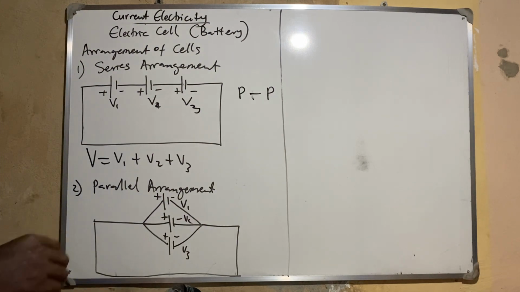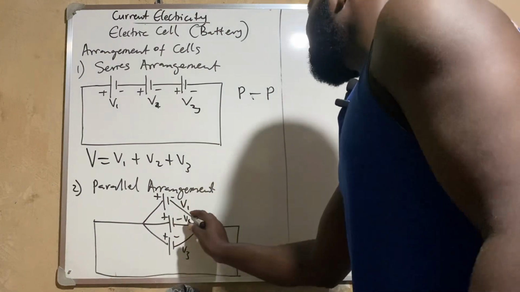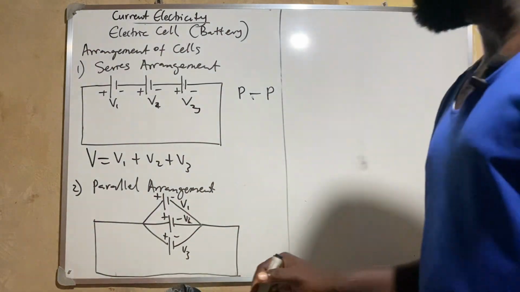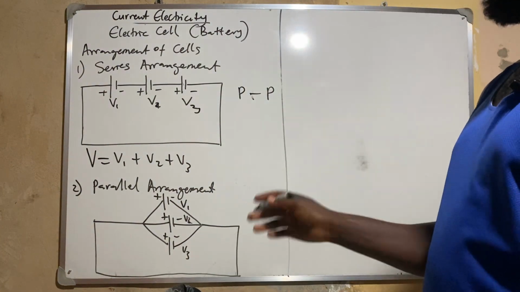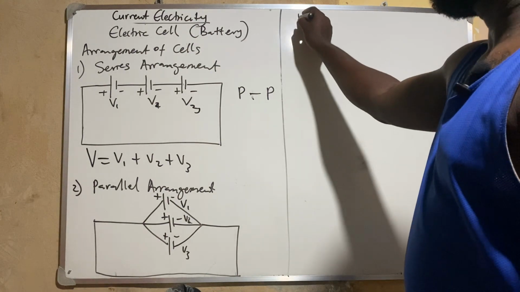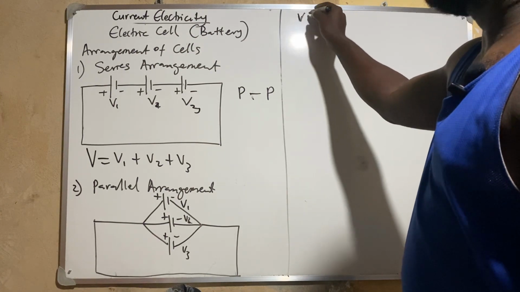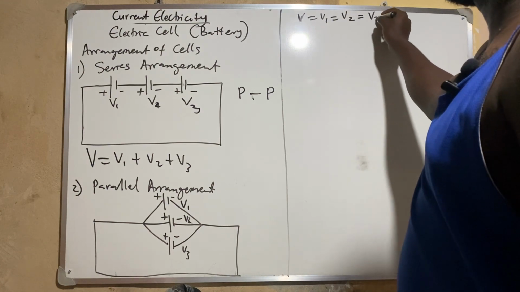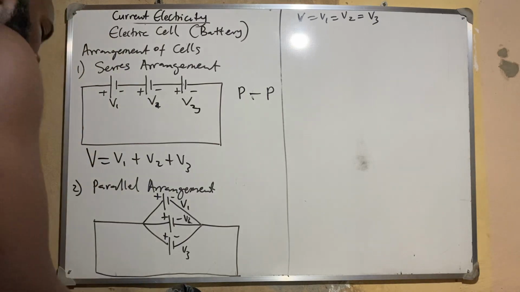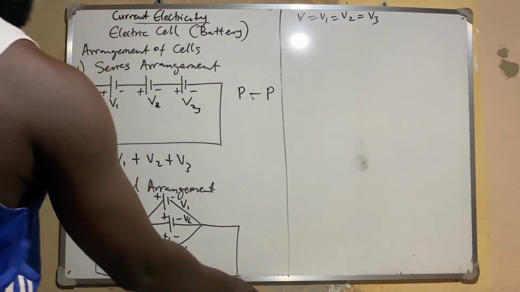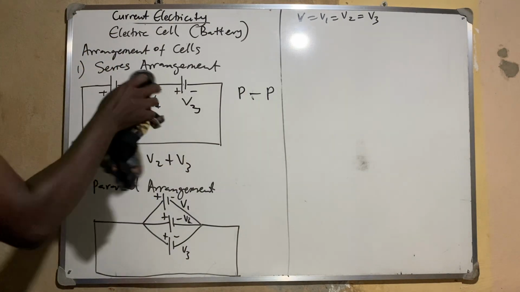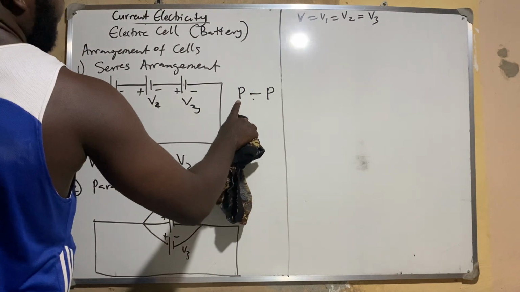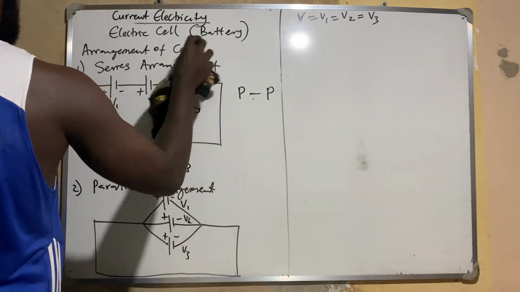Okay. Now, I told you P to P. What does it mean? It means that the potential difference across parallel arrangements are the same. So what do I have? The total V I'm looking for: V1 must be equal to V2 and it must be equal to V3. So in parallel arrangement, the potential difference across a parallel arrangement are the same. So that is P to P. For any parallel arrangement, the potential difference are the same.